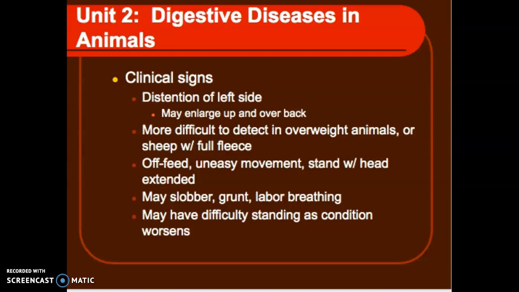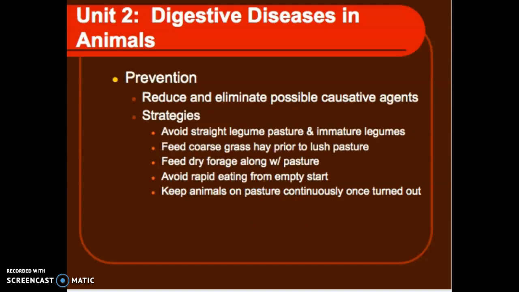If you have really overweight animals or sheep, it's hard to see, but they'll start to go off feed. They'll move real uneasily. Occasionally, if you start to hear the grunting sound or labored breathing, you've got a very sick animal. And if it gets really bad, they'll have difficulty standing. But you don't want them to lay down, because then basically what you've added is pressure on the other side of the animal, and this puts tremendous pressure on the diaphragm. So really, they have trouble breathing.